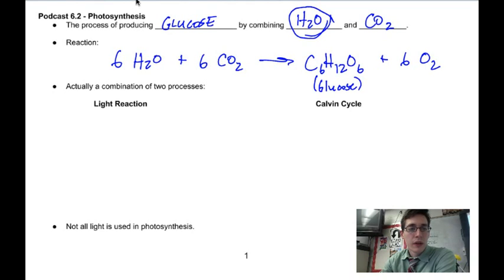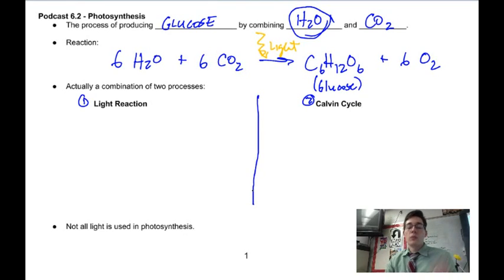And right here in the middle, that arrow, is representing where light comes into play in this chemical reaction, because plants need light. Photosynthesis is actually a combination of 2 processes. The first one is the light reaction, and the second is the Calvin cycle. These are like 2 wheels on a car. They're both running at the same time, cycling at the same time to produce this reaction.